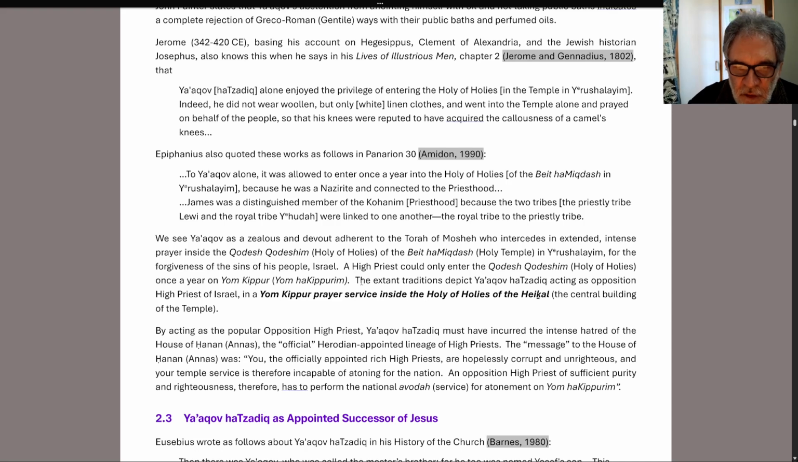By acting as a popular opposition high priest, Yaakov HaTzadik must have incurred the intense hatred of Beit Hanan, the house of Anas, the official Herodian appointed lineage of high priests. The message to the house of Hanan, by virtue of what Yaakov HaTzadik did, was: you, the officially appointed rich high priests, are hopelessly corrupt and unrighteous, and your temple service is therefore incapable of atoning for the nation. An opposition high priest of sufficient kedusha, purity, tahara, and righteousness, therefore, has to perform the national avodah, the service for atonement on Yom HaKippurim.